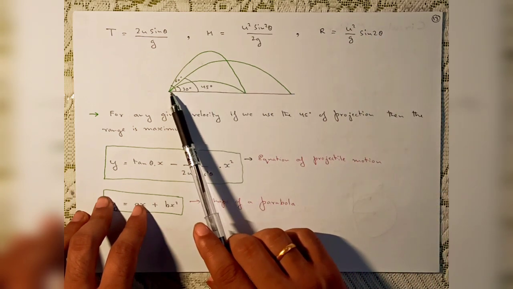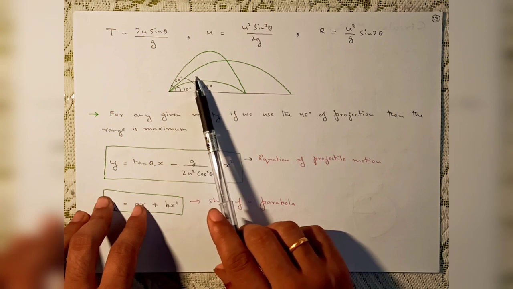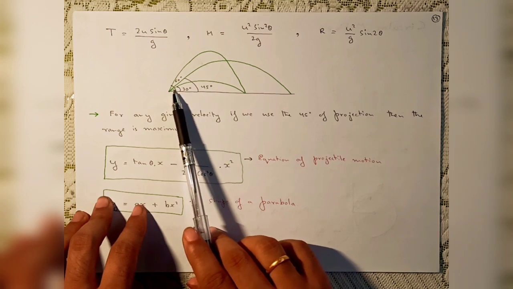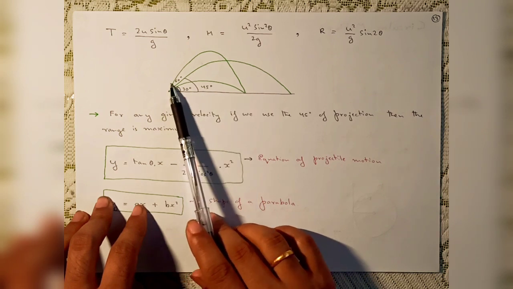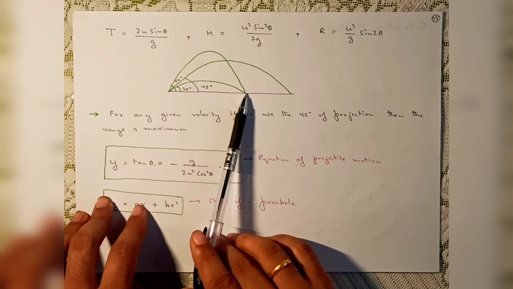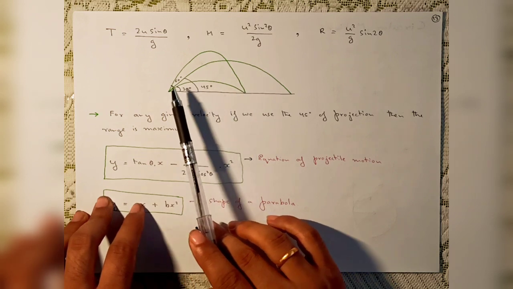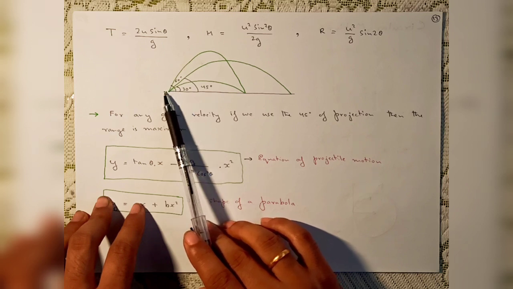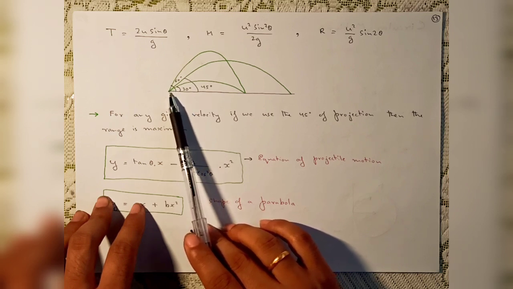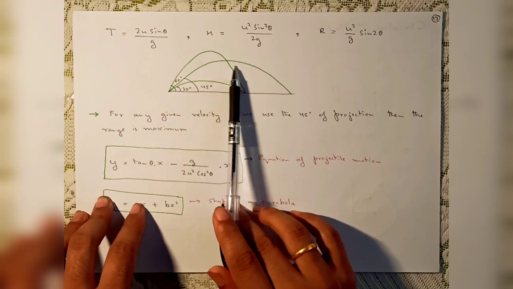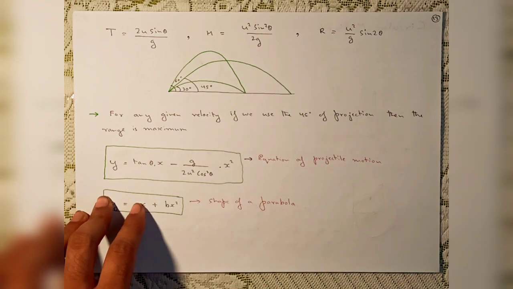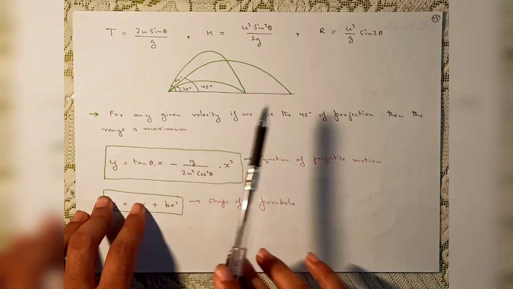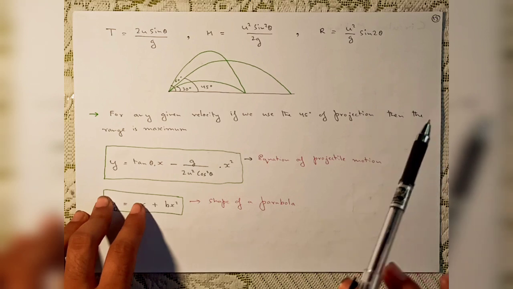Here you see you get the maximum range at the angle of 45 degrees. If you throw it at 30 degrees, it will fall here. If you throw at 60 degrees, it will fall here. So to obtain maximum range while throwing a stone or anything, the angle has to be 45 degrees so that it can cover more range. For any given velocity, if we use a 45 degree angle of projection, then the range is maximum.